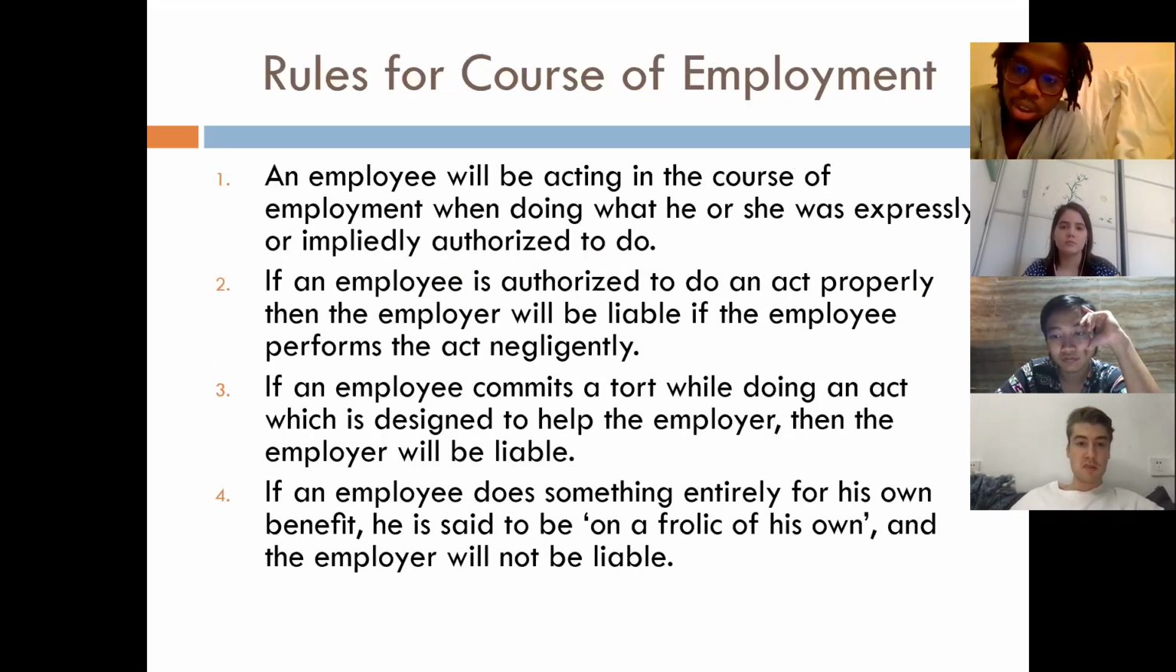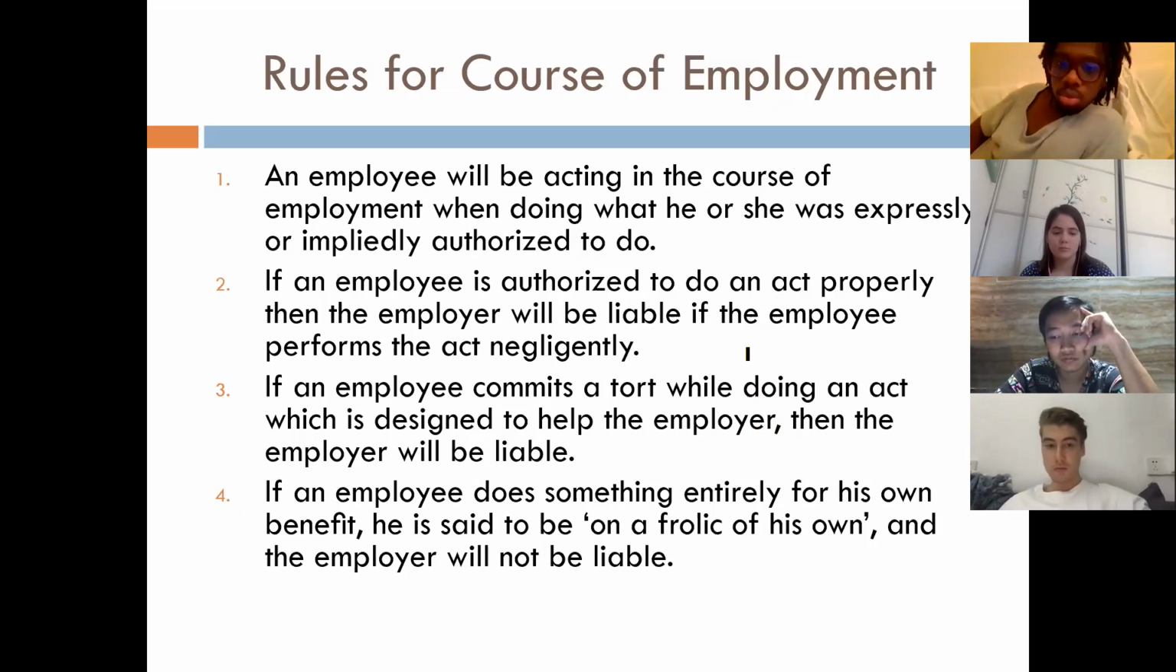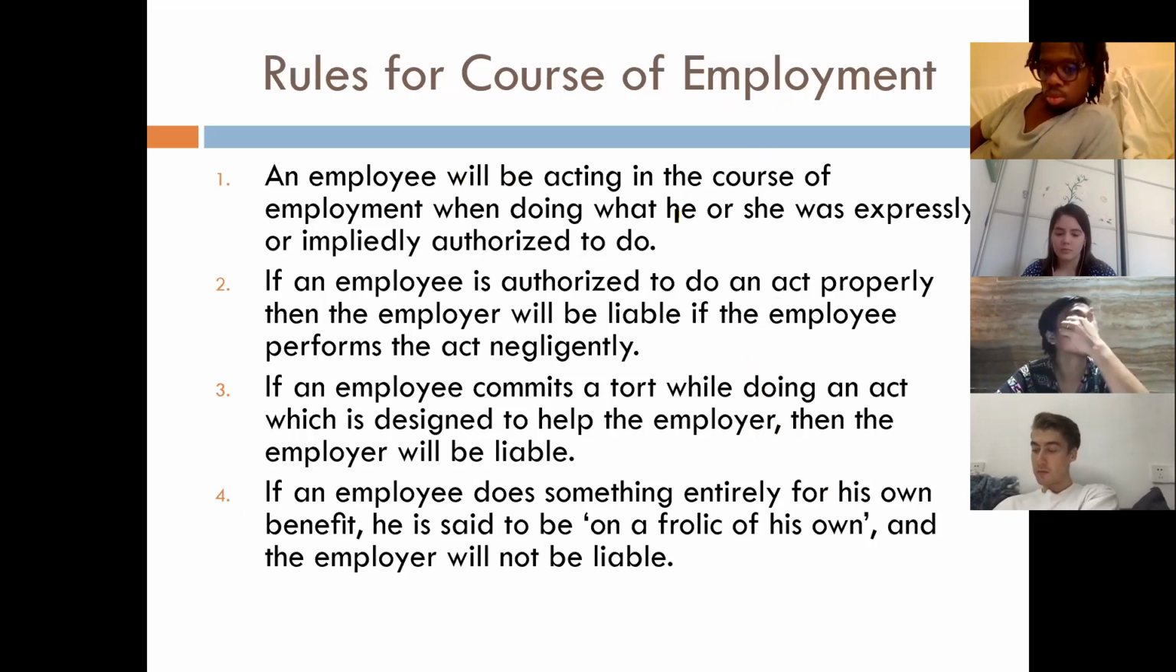We have 4 things that are considered the course of employment. Number 1, of course, is when we said 9 to 5 on the job, right? Is the employee doing what he or she was authorized to do? So I am authorized to be at Donghua and to teach classes. That's what I'm authorized to do. So if I hurt you when I'm doing that, of course, that's usually 9 to 5.